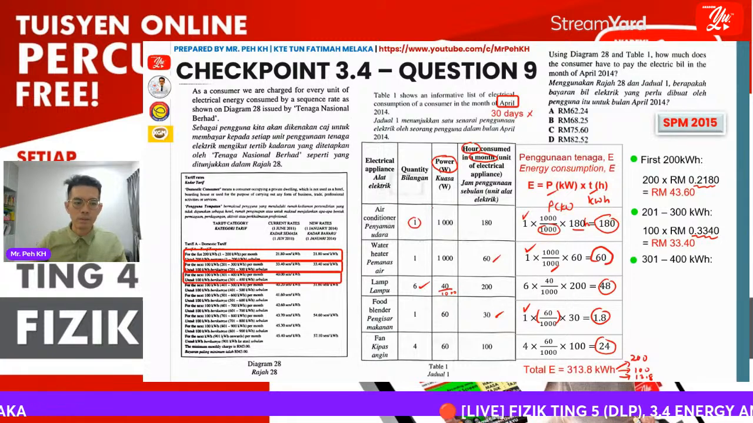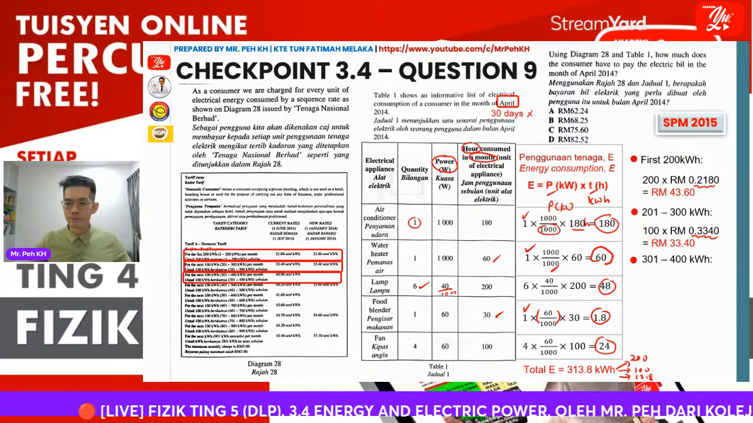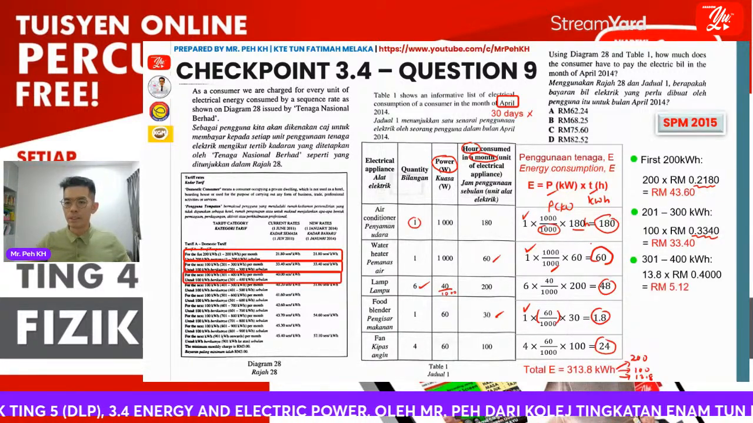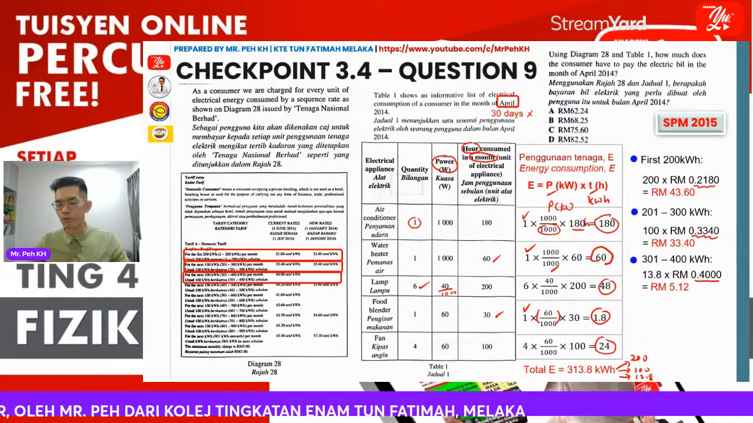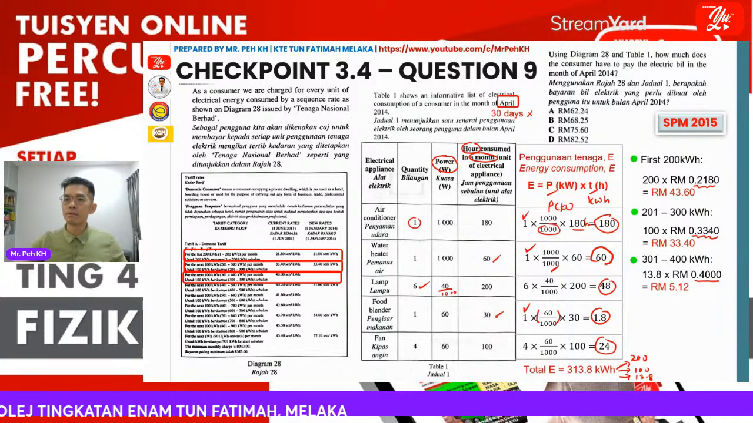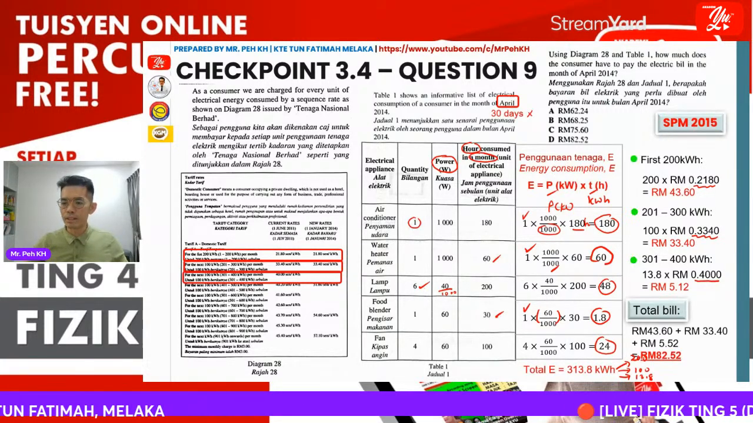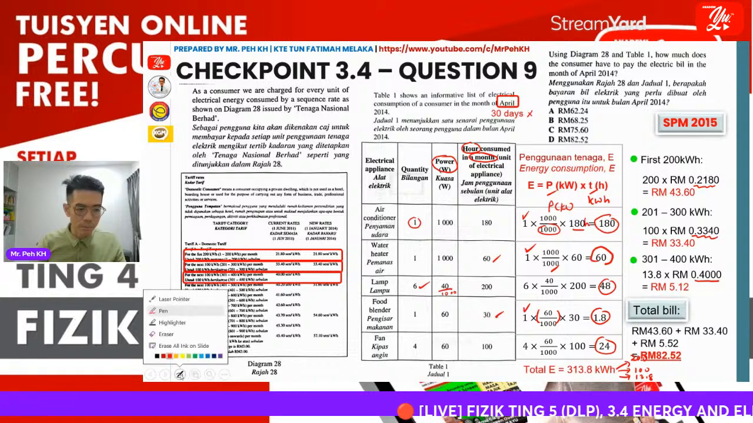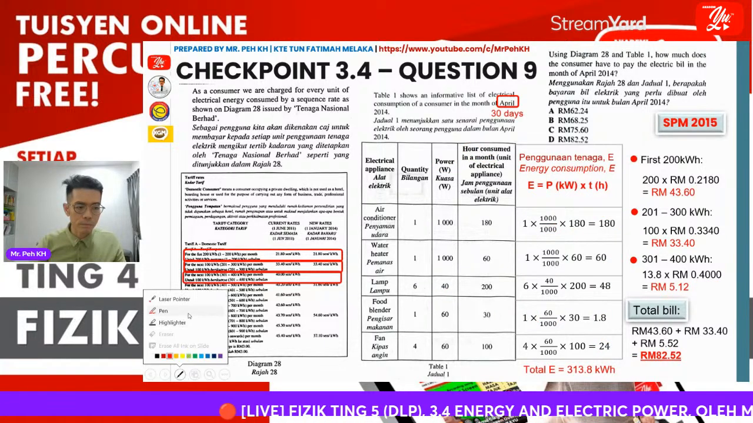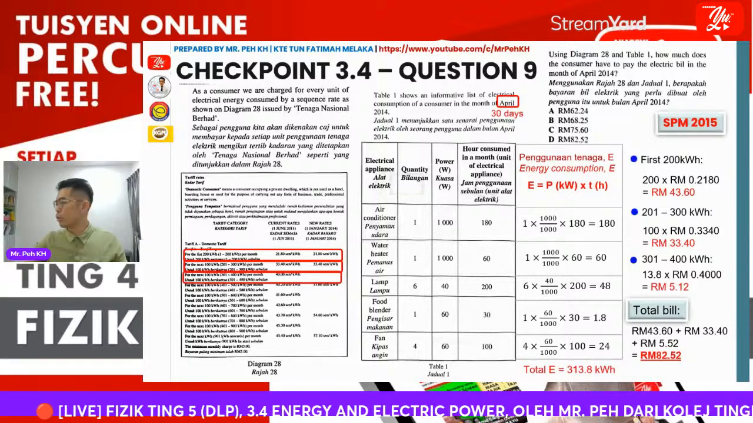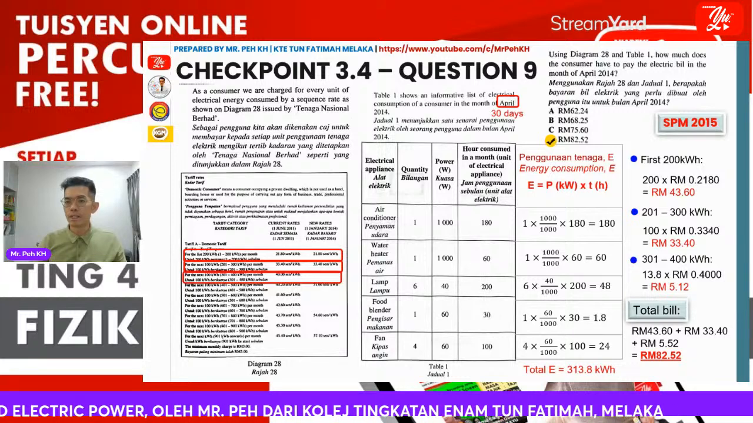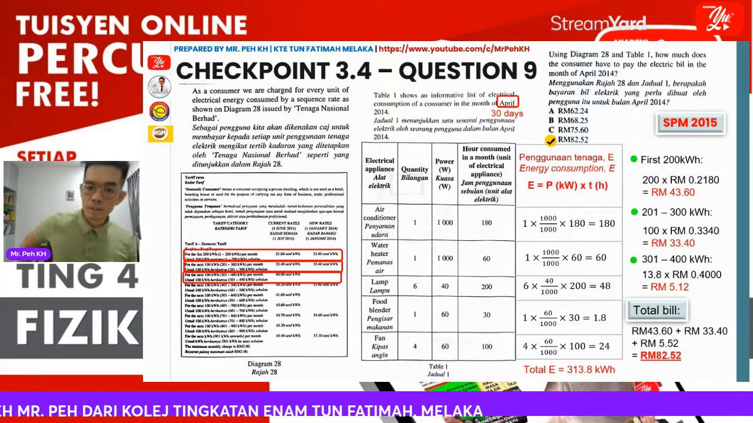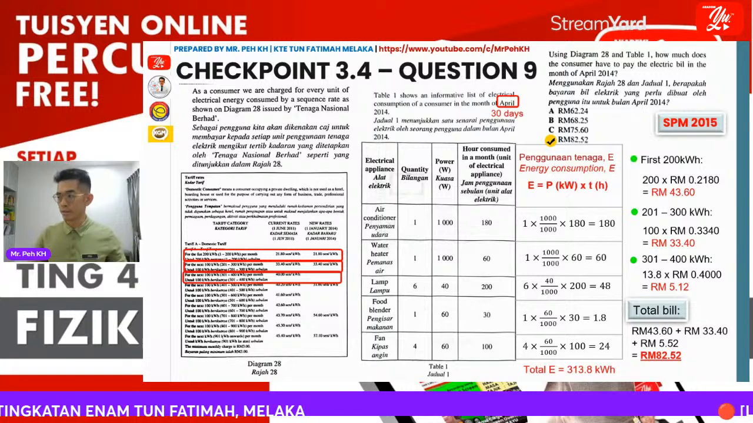So that will be in the third range with 40 cents per unit. So it will be 13.8 times 40 cents, and we get the value 512 cents. So for the total bill you have to pay, you just add up everything. You get 82.52 ringgit. So this is the answer. The answer is D. This is one of the questions they may ask you for Learning Standard 4 of subtopic 3.4 today.